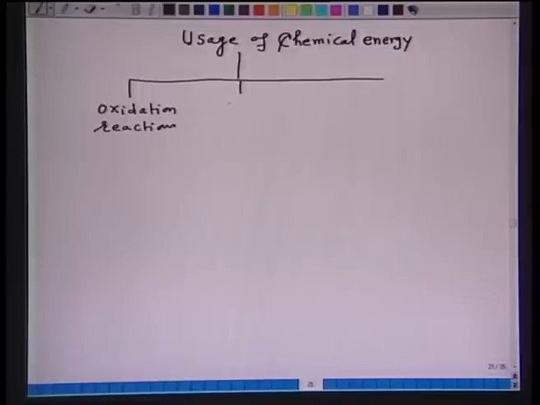Another, post combustion. Third, oxyfuel burner. And fourth is carbon injection.